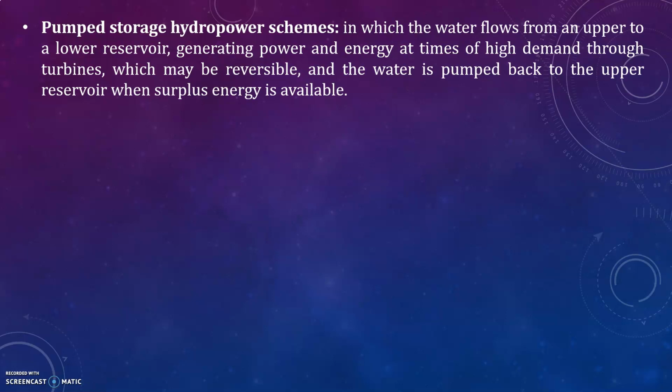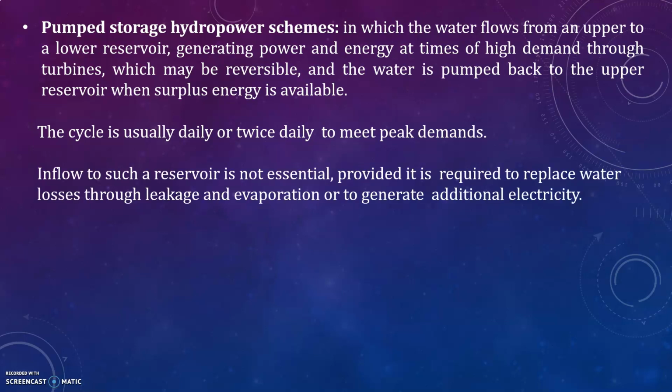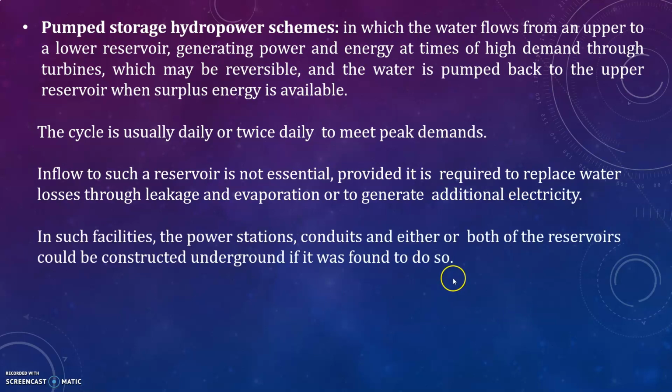Then pumped storage hydropower schemes, in which the water flows from an upper to a lower reservoir, generating power and energy at times of high demand through turbines, which may be reversible, and the water is pumped back to the upper reservoir when surplus energy is available. The cycle is usually daily or twice daily to meet the peak demands. Inflow to such a reservoir is not essential, provided it is required to replace water losses through leakage and evaporation or to generate additional electricity. In such facilities, the power stations, conduits, and either or both of the reservoirs could be constructed underground if it was found to be suitable.